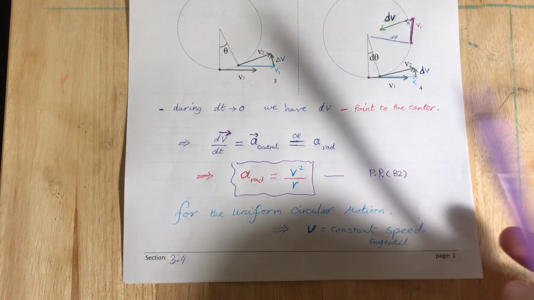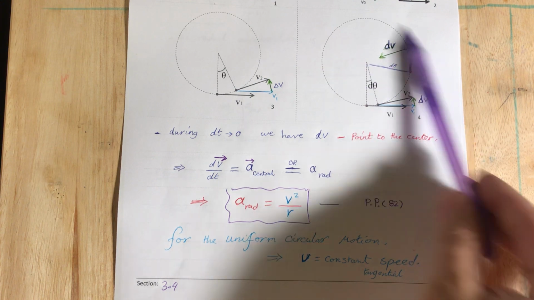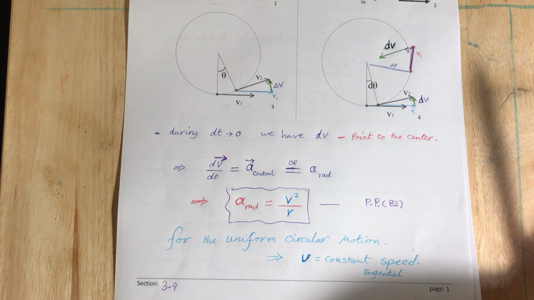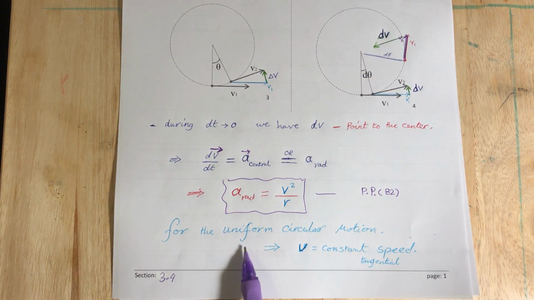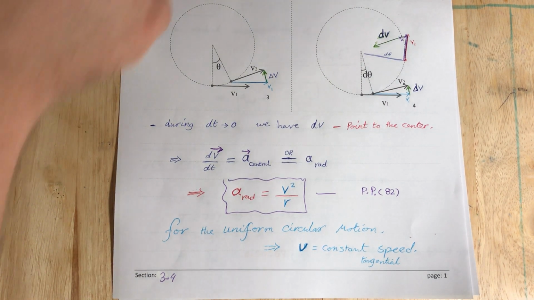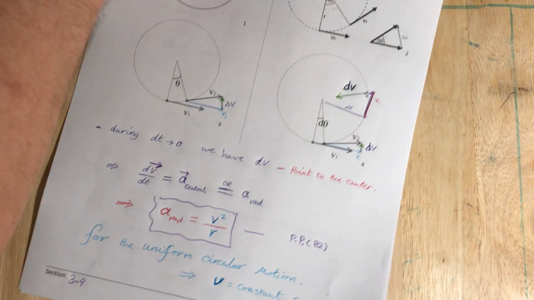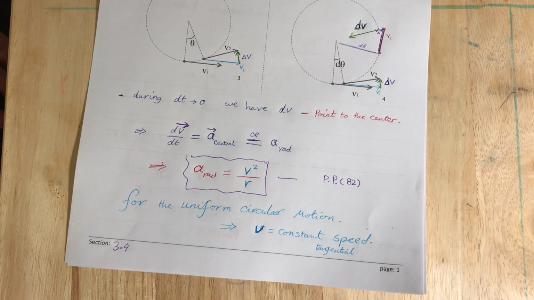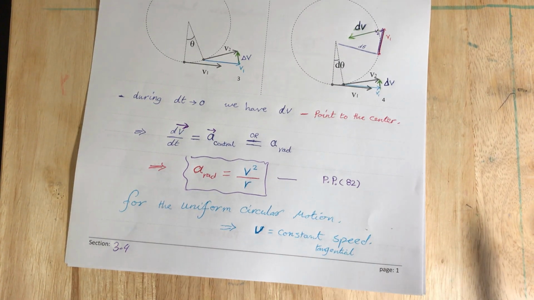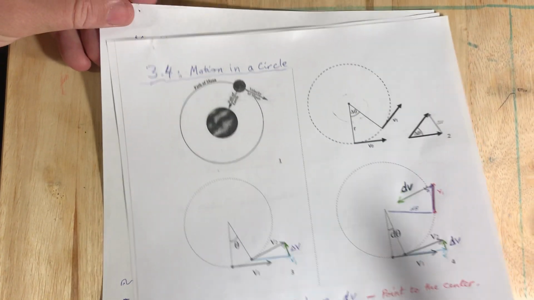Because the speed is the same around this circle, we call this motion uniform circular motion. We have non-uniform circular motion when the speed is changing. For constant speed we have uniform motion.